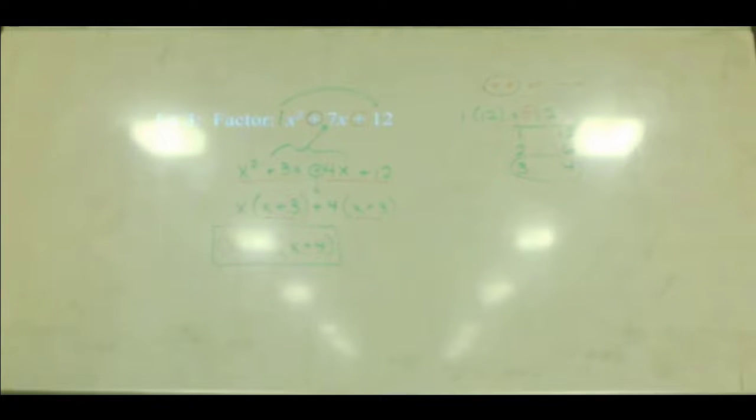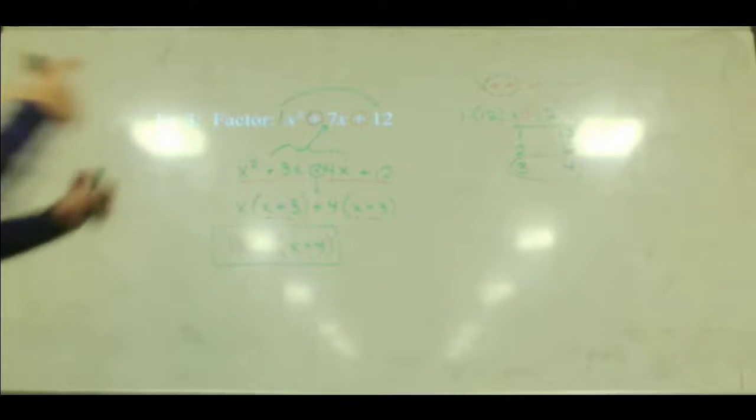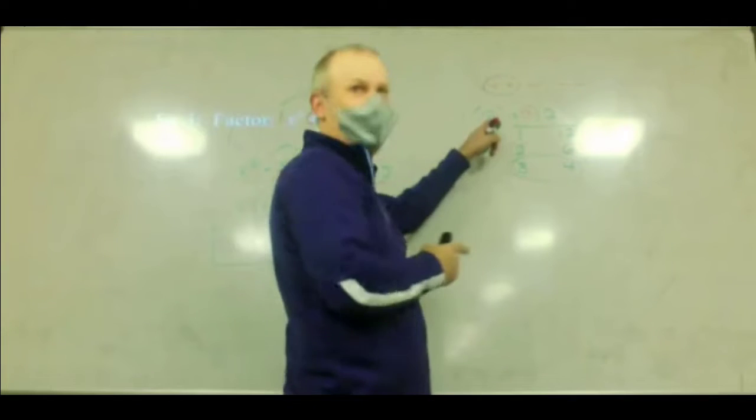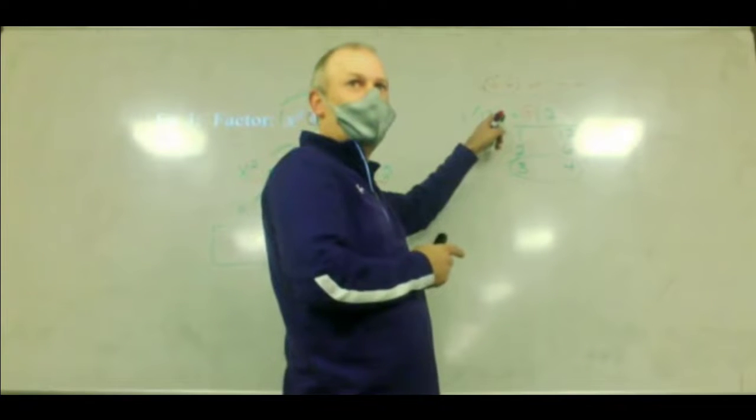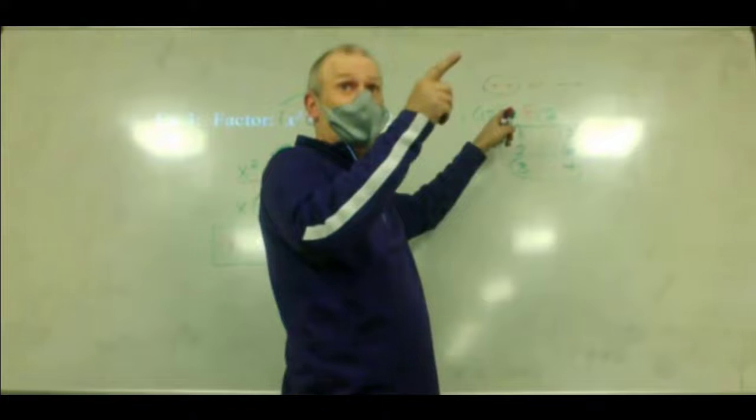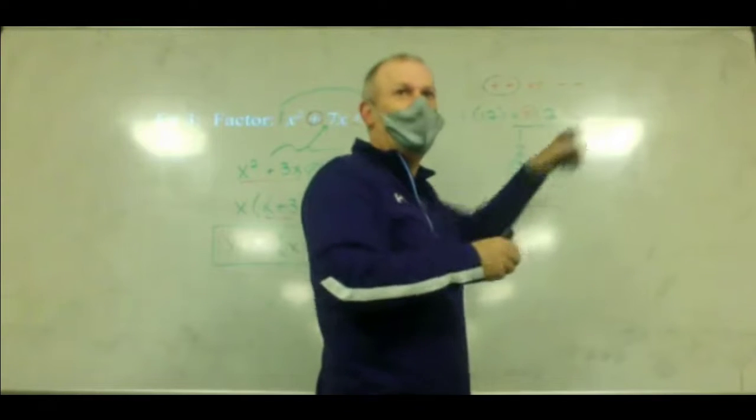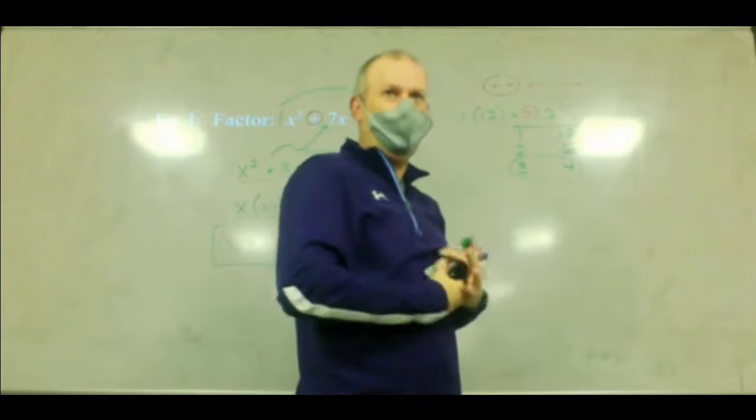So I'm confused. On that very first step, the 1 times 12. How did he get to that? How do we get the 1 times 12? Or how do we get to over here? The whole 1 times 12 equals.